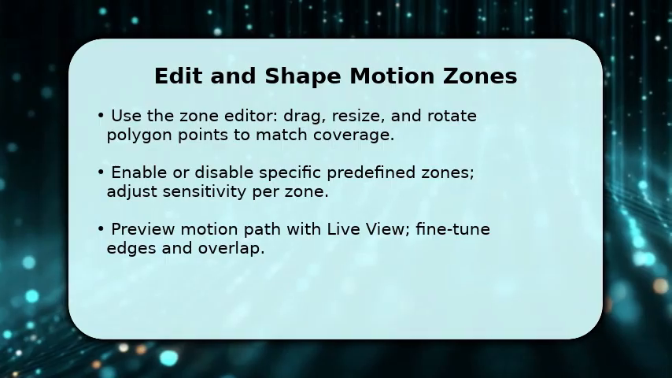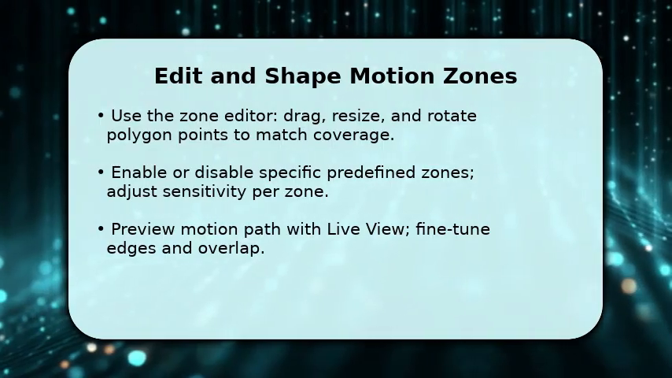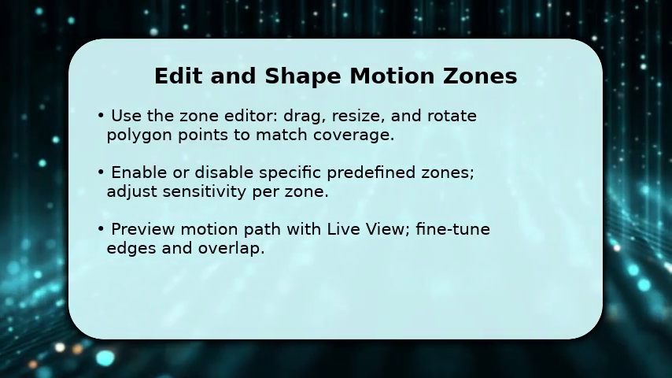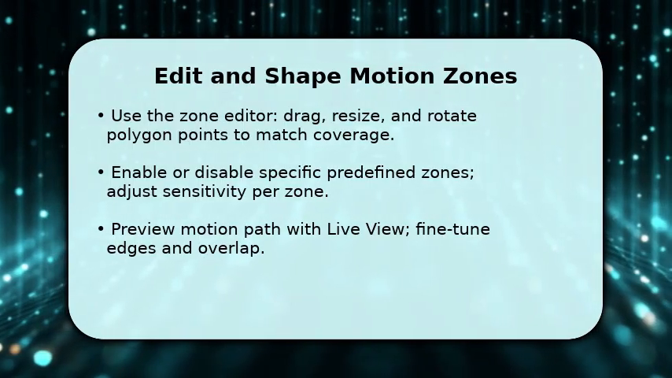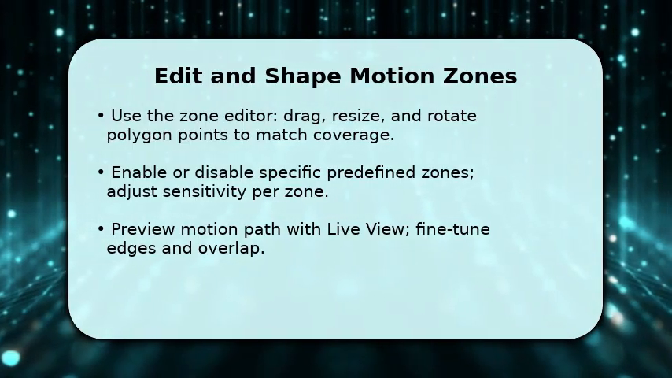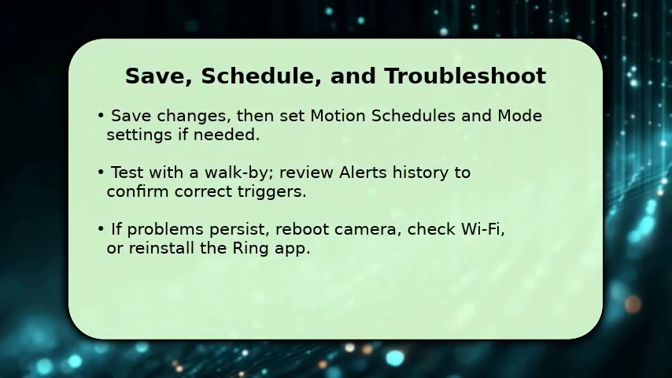Once done, test with Live View or walk the area. This preview shows what the camera will detect. If detections are too many or few, return and tweak the polygon, edges, and sensitivity. Finish by tapping Save so the camera applies your new motion zones to live detection.